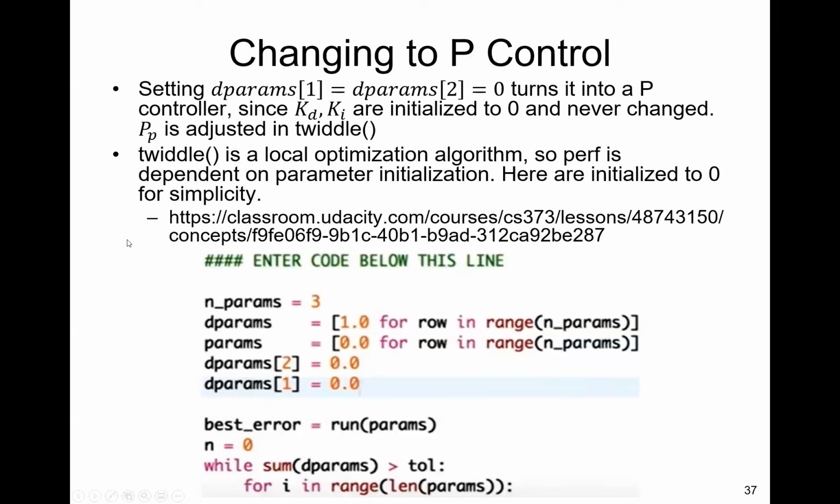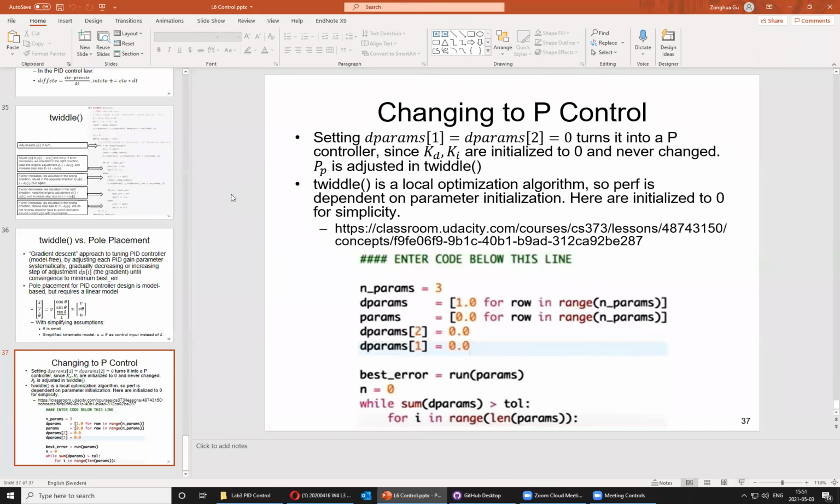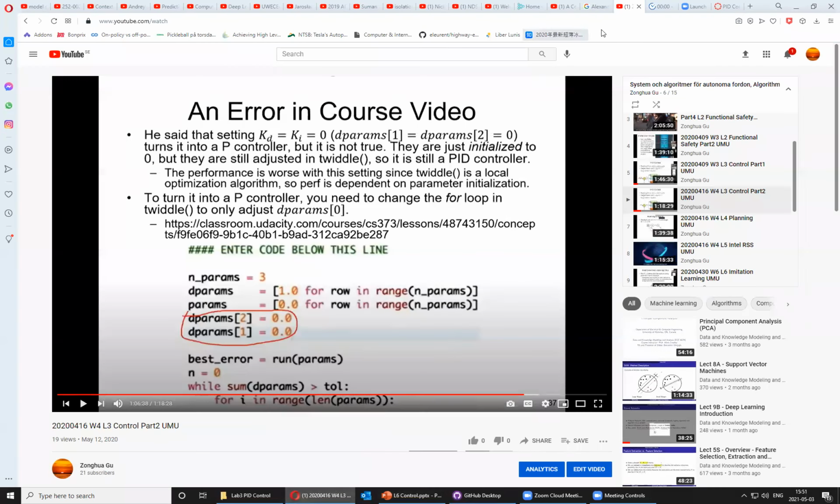So twiddle is a local optimization algorithm. So performance is dependent on parameter initialization. And this code is all initialized to 0 for simplicity, but you can try different initializations. Just like in a neural network, you can try to initialize the weights in different ways. This is the explanation of the program.